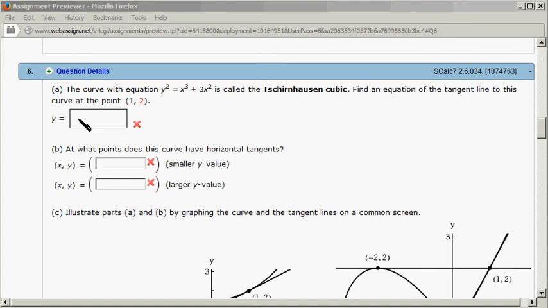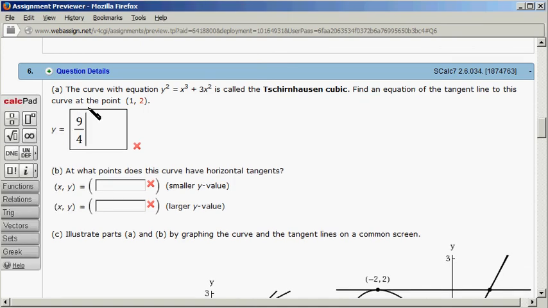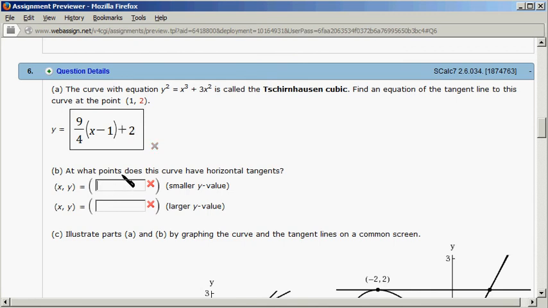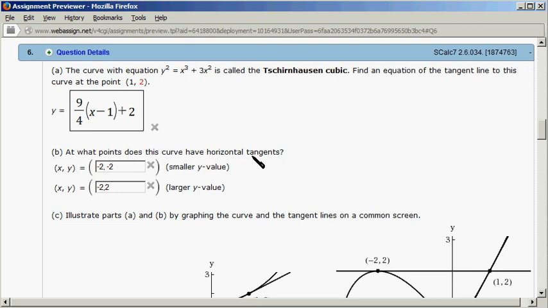All right, so the slope was 9/4, then you have (x minus 1) plus 2. Then the points: x was negative 2, comma, negative 2, and also negative 2, comma, positive 2. Then I'm going to go here and look at the points at which the curve has a horizontal tangent line, and look at the graph of these things.